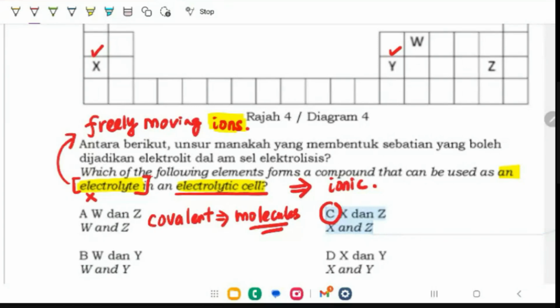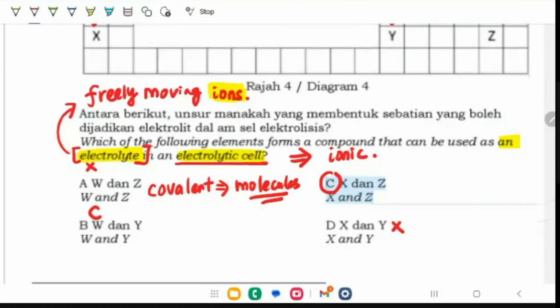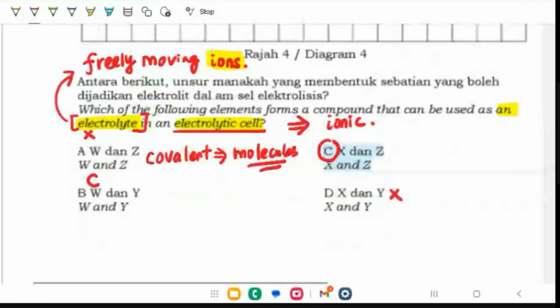Okay, W and Y. W and Y are group 14 and group 13. This one also is not possible because W is carbon. So carbon is not possible to form ionic. Then X and Y also not possible. X is metal, Y also metal. So not possible. So C is the answer.